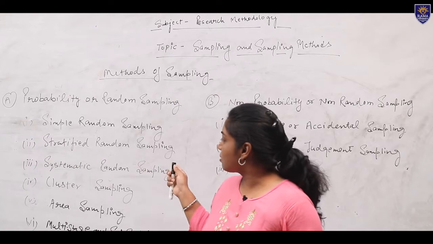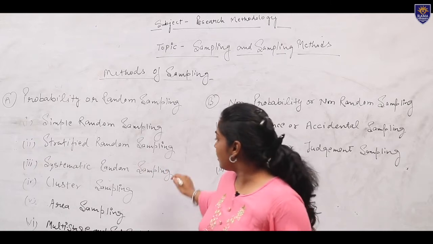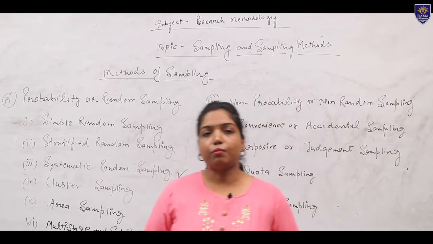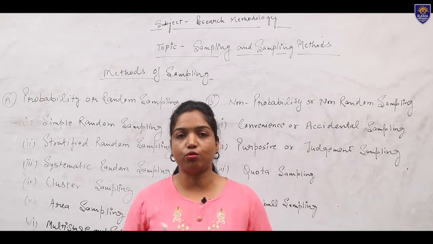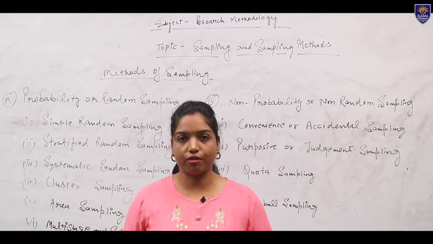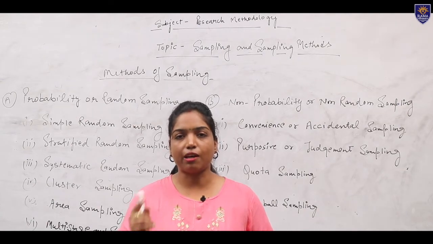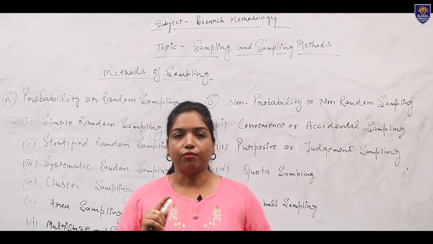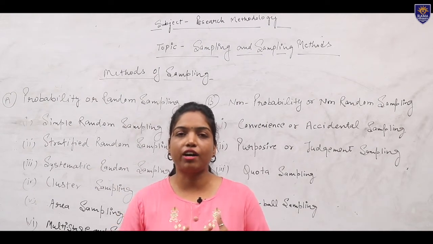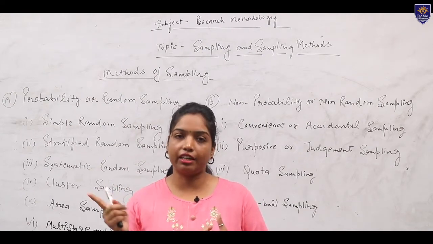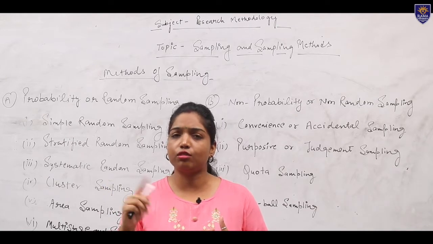The next one is systematic random sampling. As the name suggests, systematic. In systematic random sampling, the researcher has to collect a particular list of respondents so that he can choose a sample from that list. We choose every kth item. Suppose that k is equal to 10.